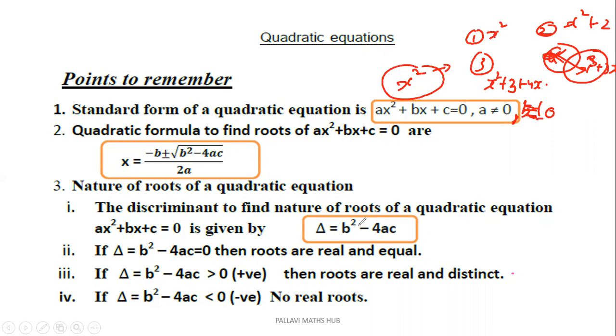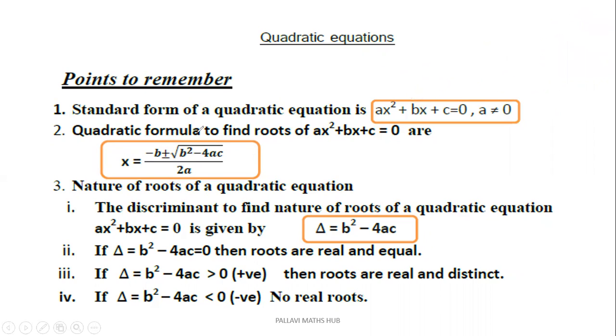Next, the quadratic formula to find the roots. The formula is minus b plus or minus root of b square minus 4ac, divided by 2a.